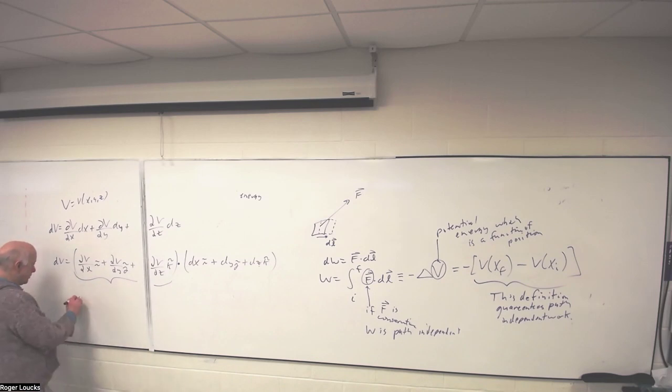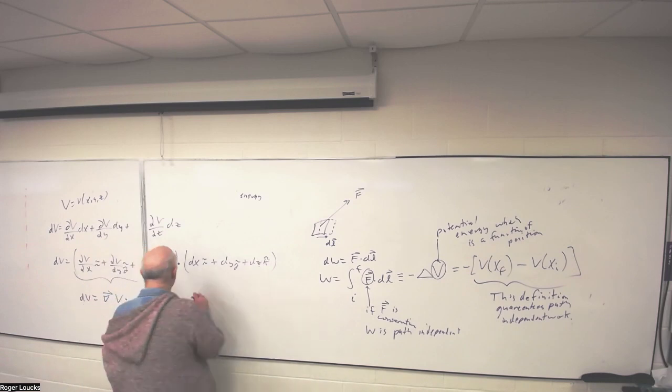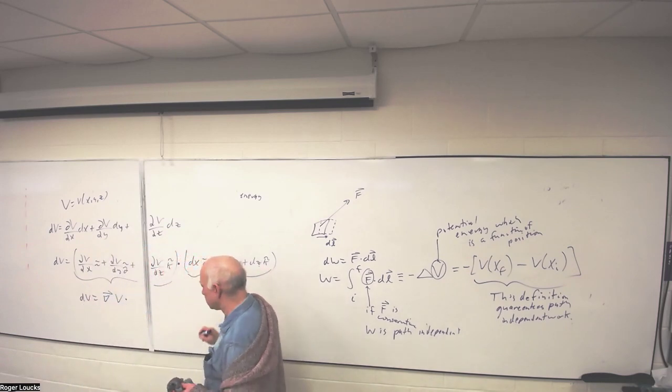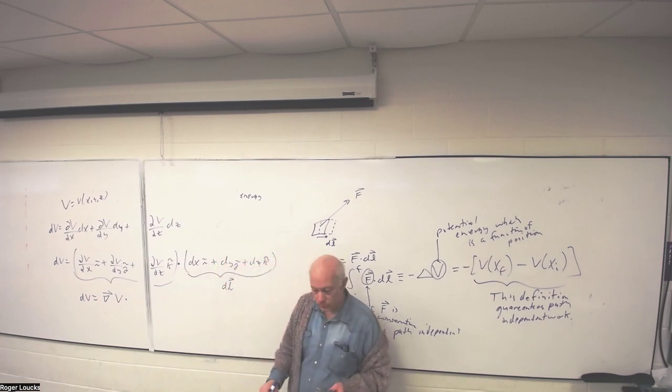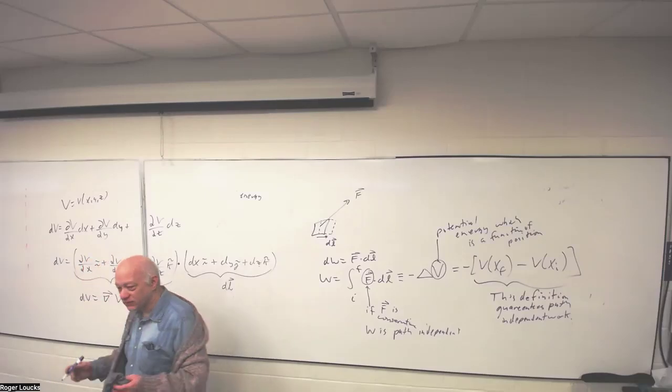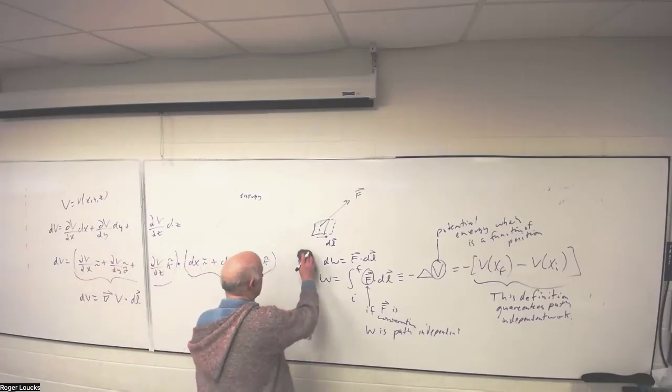This dV here is the gradient of V dotted into, because that's what the gradient is, this right here, my tiny path. I can call this the dl vector. That looks familiar. Okay, let's integrate both sides from some initial to final spot.